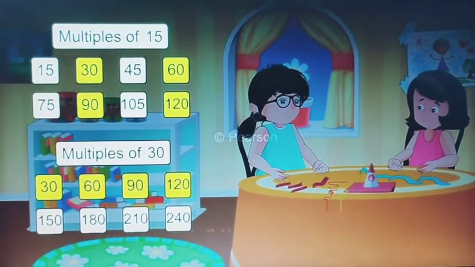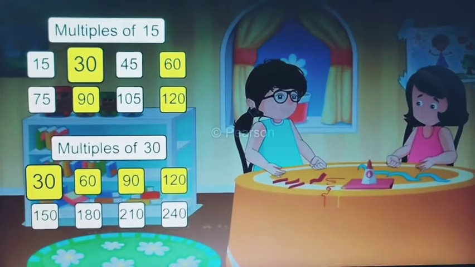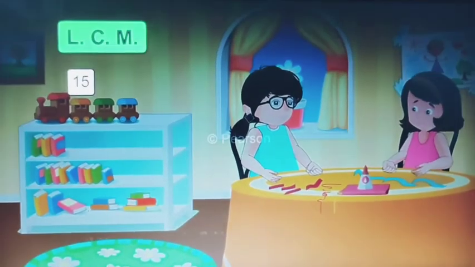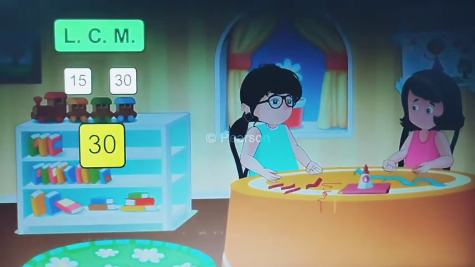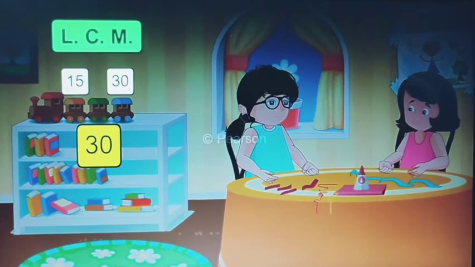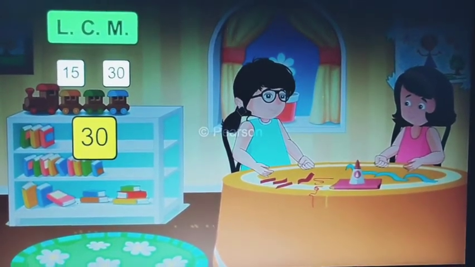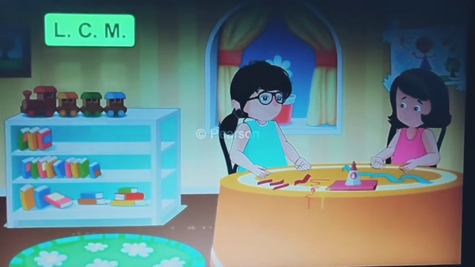Least among the common multiples is 30. So, the LCM of 15 and 30 is 30. Thus, the shortest possible length of the ribbons given to them is 30 centimeter.